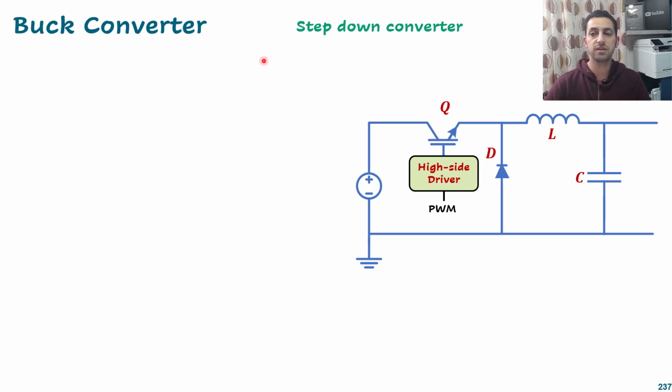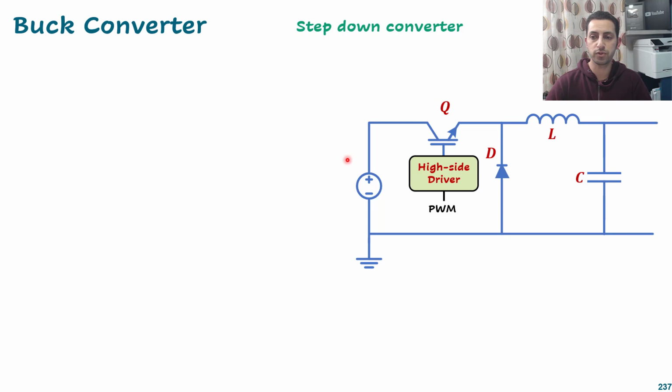What is a buck converter? It's a step down converter. The output voltage here should always be less than or equal to the input voltage. That means if you have an input voltage of 100 volts, the output voltage should be between 0 and 100 volts. Now look at this topology here.